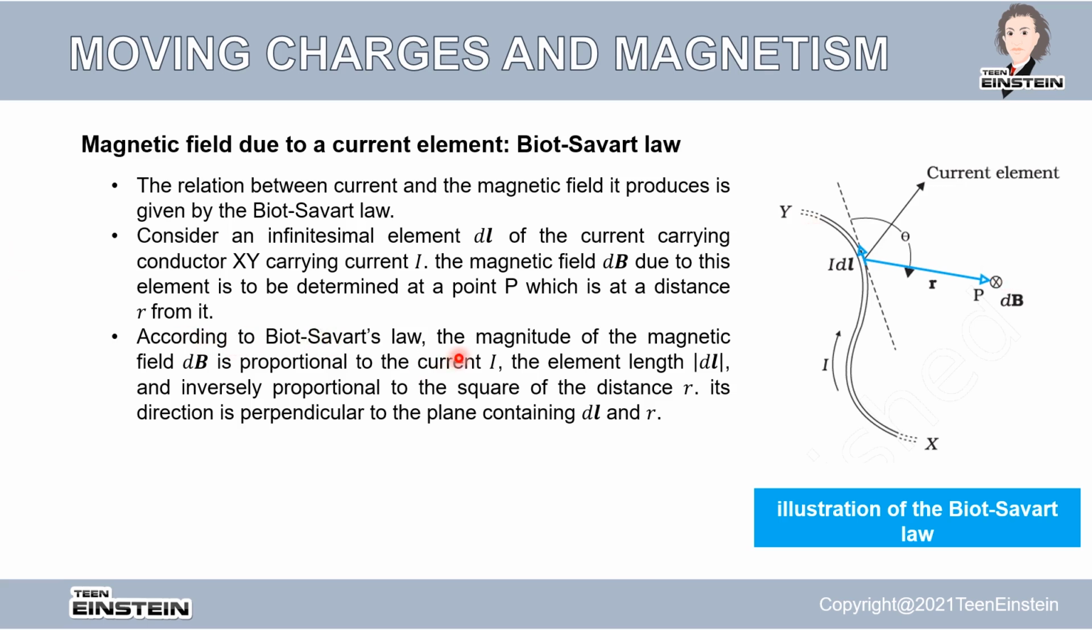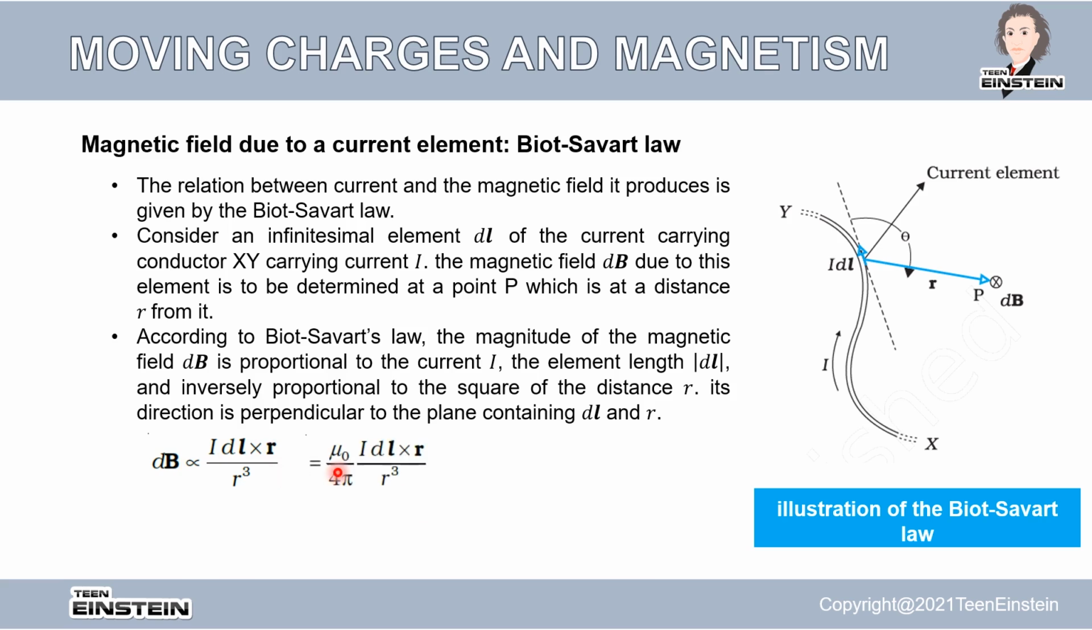According to the Biot-Savart law, the magnitude of the magnetic field dB is proportional to the current I, the element length dl, and inversely proportional to the square of the distance r. So similar to Coulomb's law, this also follows an inverse square law. Its direction is perpendicular to the plane containing dl and r. This comes from the right hand rule, which we already discussed. So let's see what the magnetic field depends on. The magnetic field is proportional to Idl cross r divided by r cube.